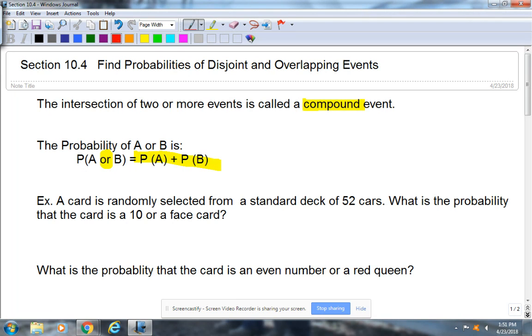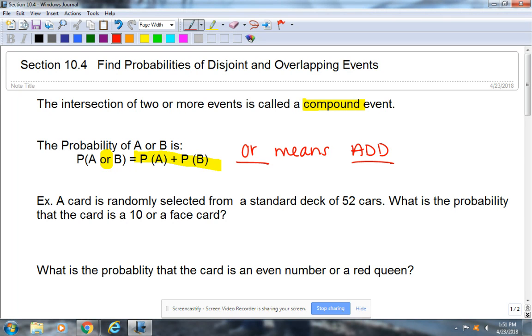You might want to write this in your notes. It will help you on your quiz. Or means to add. So if you say or for a probability, you want to add them. You're going to add the two probabilities.